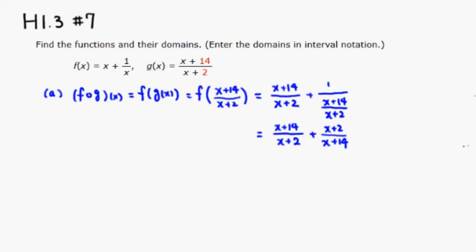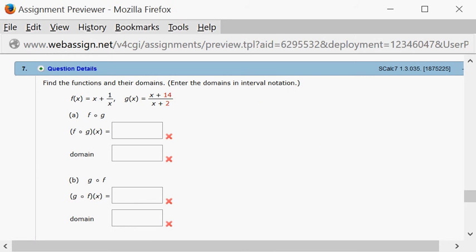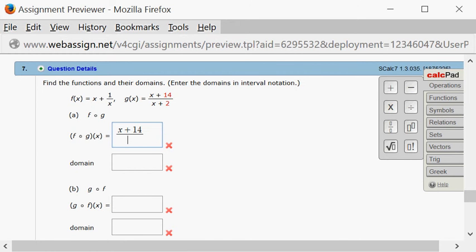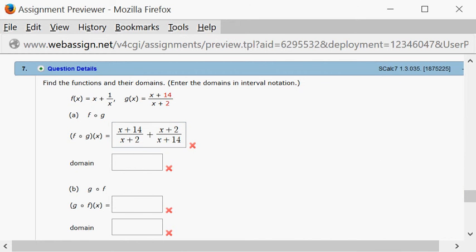I'm going to type that in. So what we had was (x plus 14) divided by (x plus 2), plus (x plus 2) divided by (x plus 14). So this is f of g of x. How about the domain of this function?